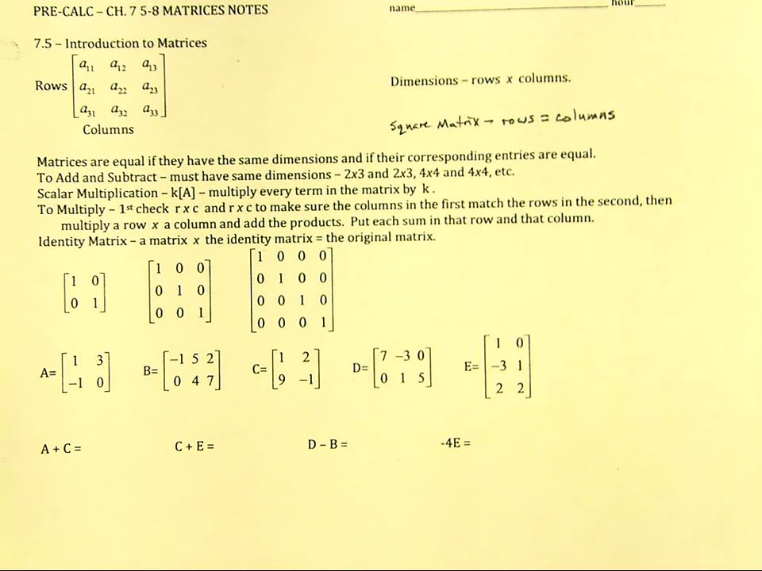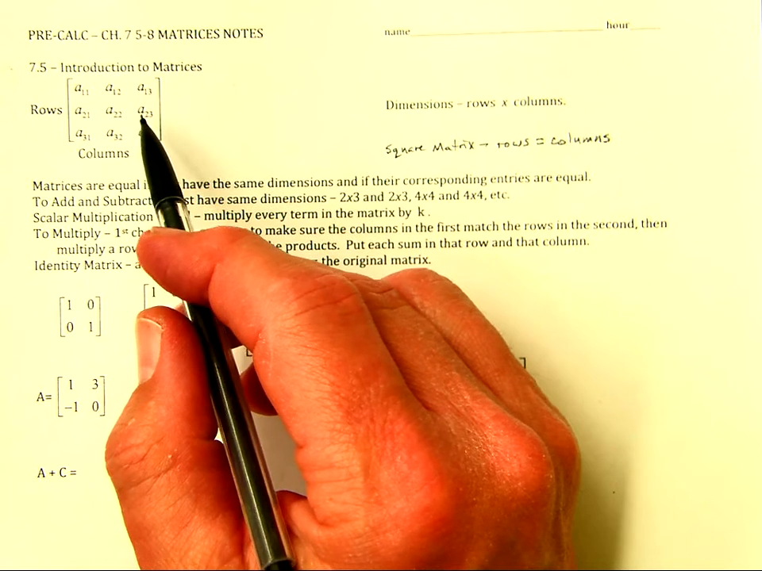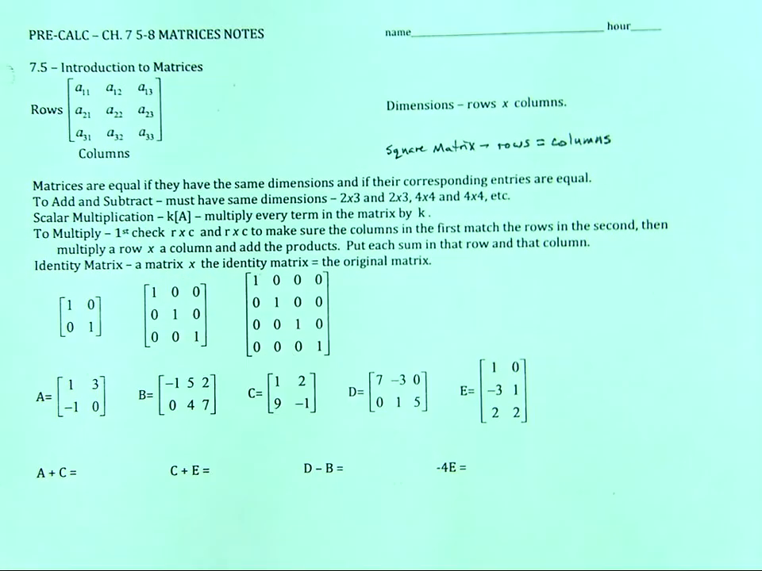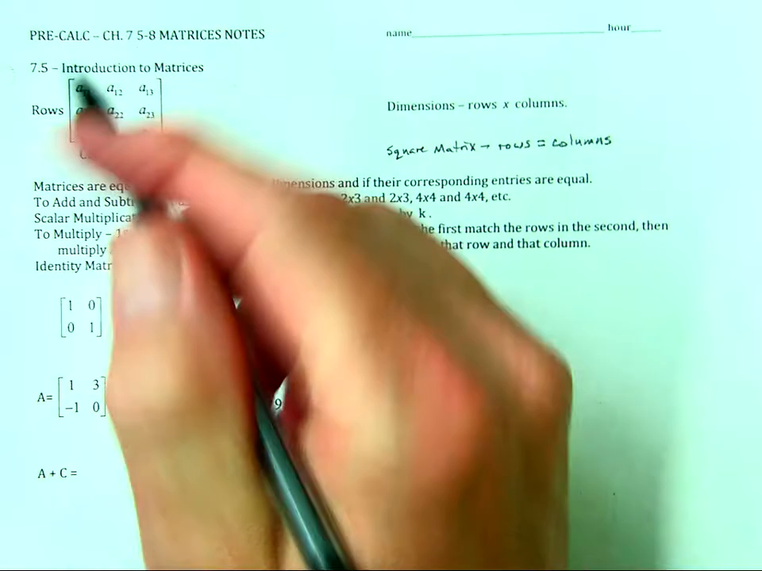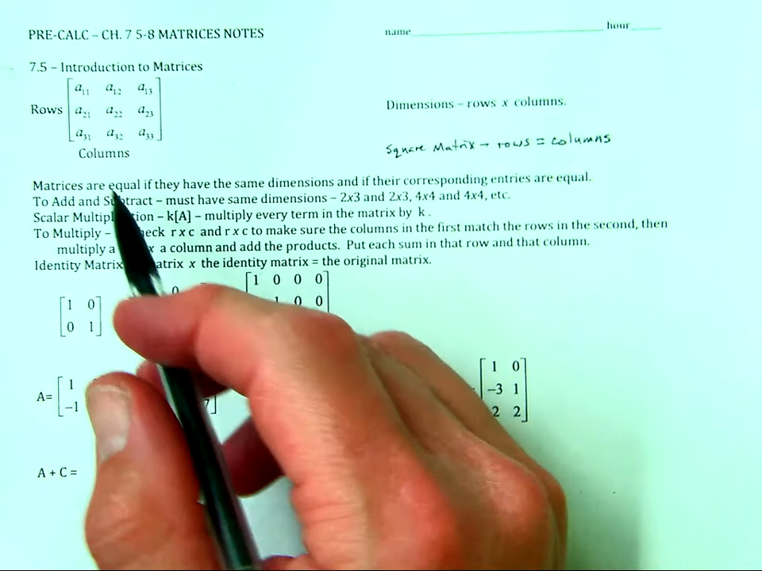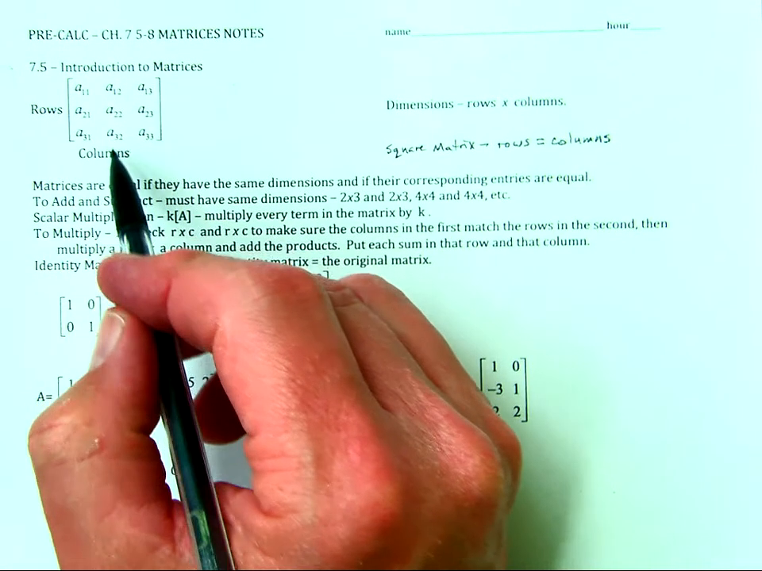All right, this next section we're going to be talking about matrices. A matrix is a way to organize a bunch of numbers, or could even be words, anything, but it's a way to organize them. A matrix looks like this. A matrix is made up of rows, which are horizontal and go across, and columns, which go vertical, go down.